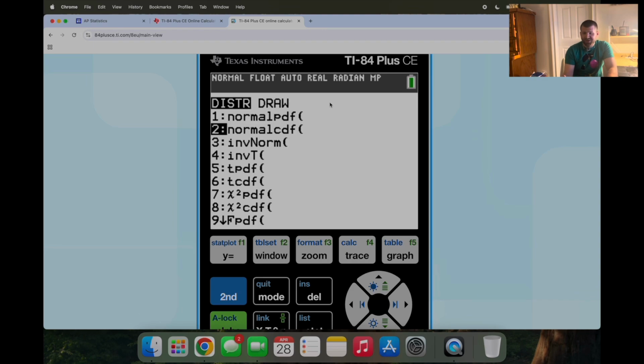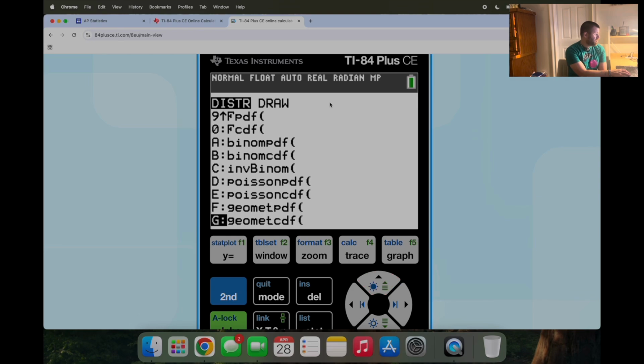Unit 2 with linear regression, there isn't much on here that you will use. Unit 3 for sampling and experimental design, not a whole lot on here that you will use. Unit 4 for probability. We're in the same menu now, but they're all at the bottom. And the four most important ones are right here. At the bottom here, your geometric PDF and geometric CDF. And then right here, your binomial CDF and your binomial PDF.